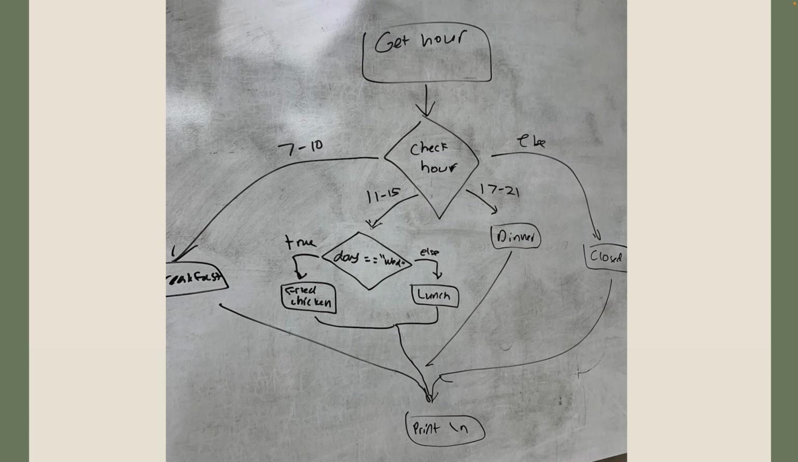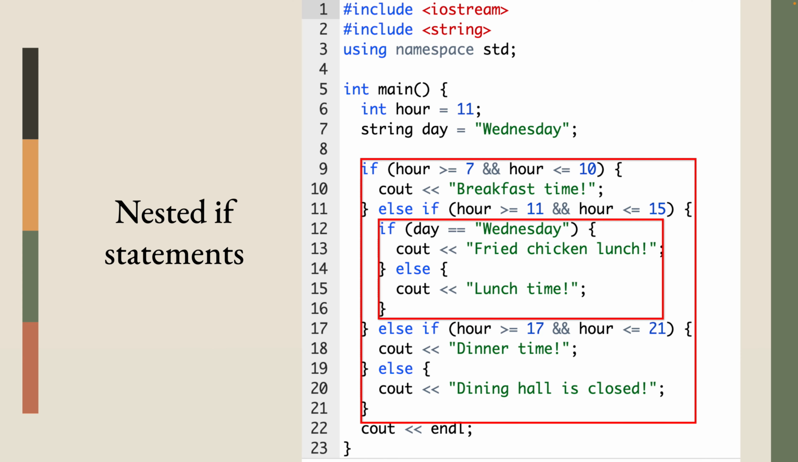In the nested if statement, the example we did was with Shivers dining hall, where instead of just printing out lunch, we wanted to say if it was a special fried chicken lunch. For that, we put the if statement inside the else if. So you can nest if statements inside of other if statements. The important thing is that you indent the code properly.